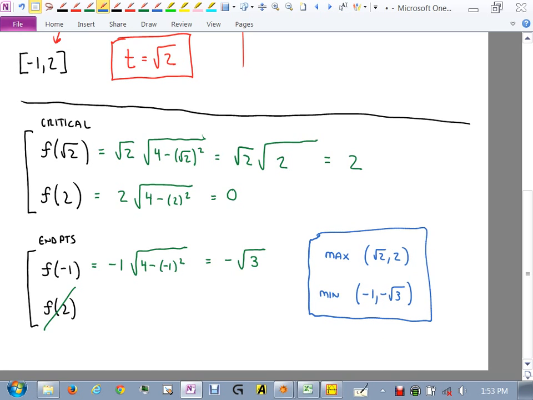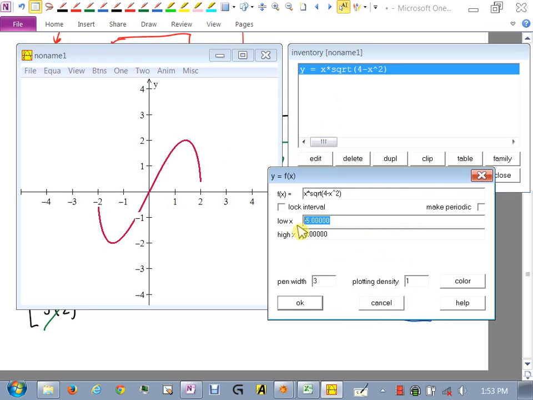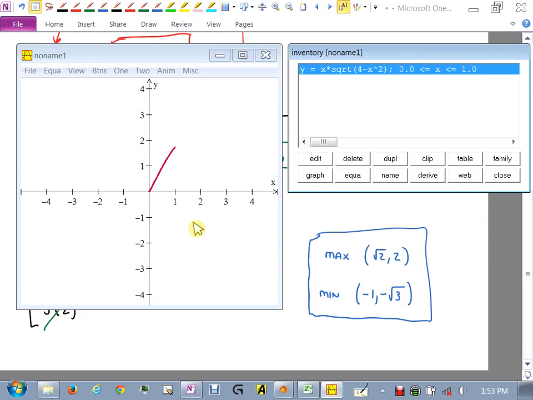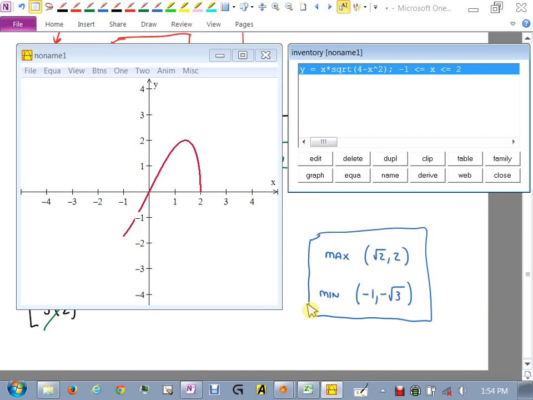Okay. Good. Now, I could verify this by coming back. This was the graph of the whole thing, right? If I restrict this to just -1, 2, I'm looking at just this. That doesn't look right. That did not do what I wanted it to. -1, 2. There we go.